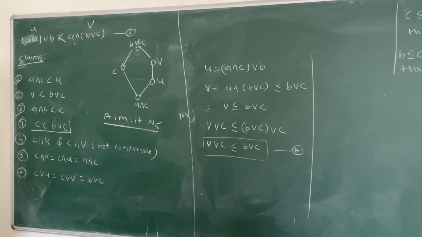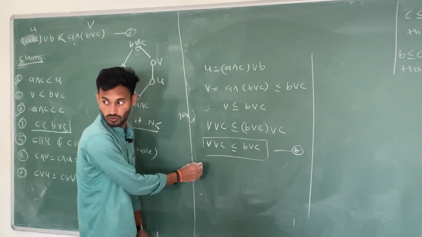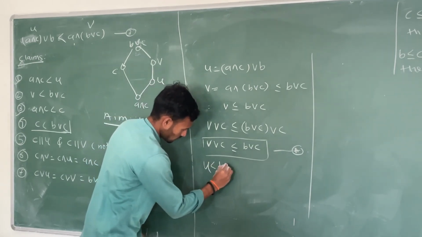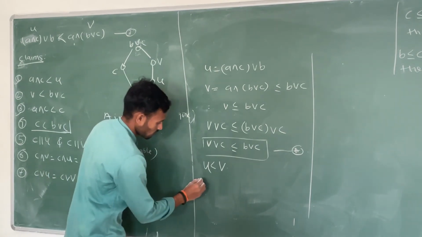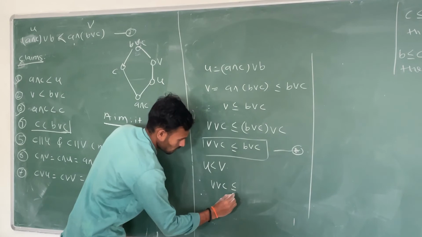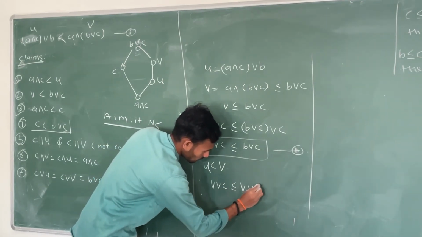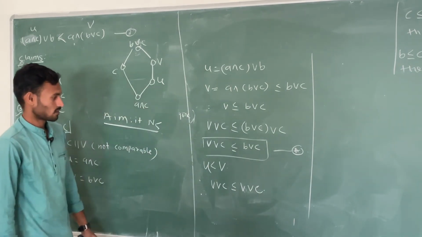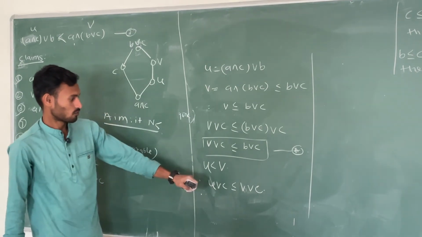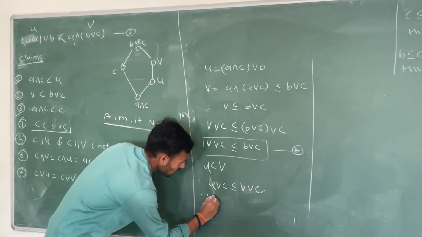See, U is less than V, that is given, right? U is less than V. So therefore U join C is less than or equal to V join C. Left hand side it is U. U join C is less than or equal to V join C, and V join C is less than or equal to B join C. You write there only.